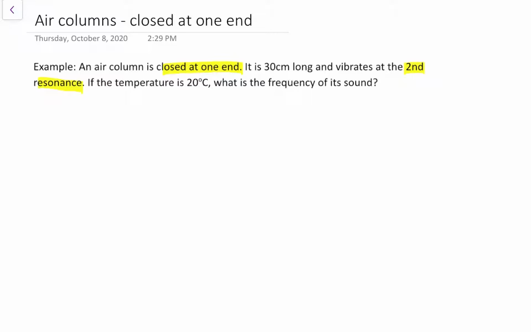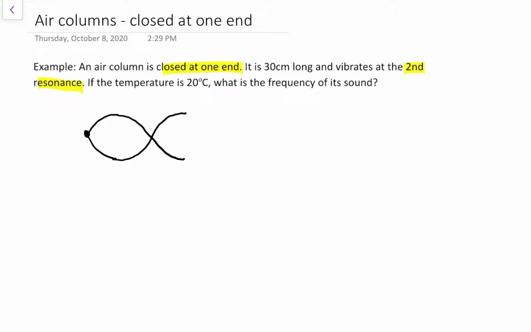This one's closed at one end, so I'm going to draw it starting with a node. It ends in an antinode. If it said the first resonance, that's what the standing wave would look like. I've drawn half a football shape, so that's half of a half, so that's a quarter of a wavelength. But it said second resonance, so I need to go into the next antinode. So swoop down to there, swoop up to there. That's actually a pretty good drawing.